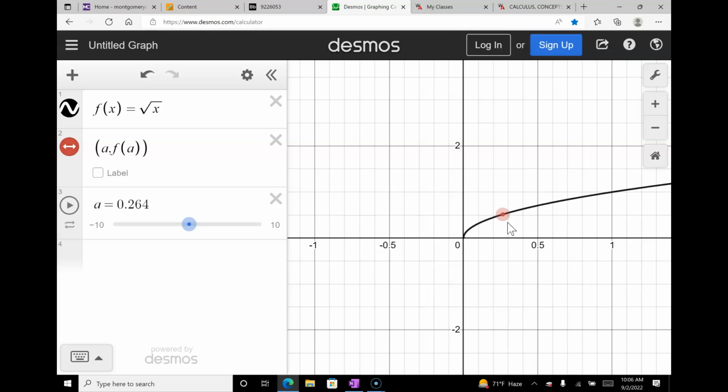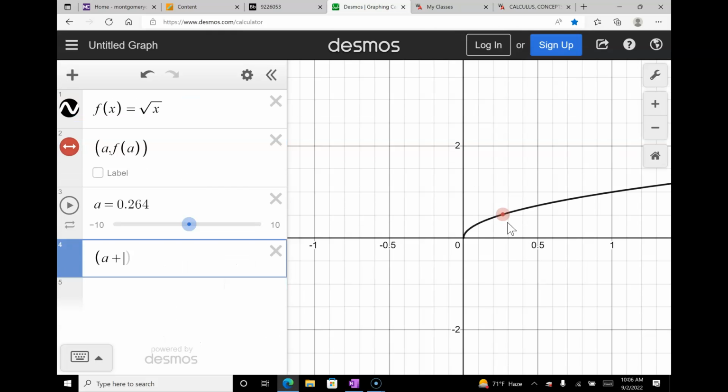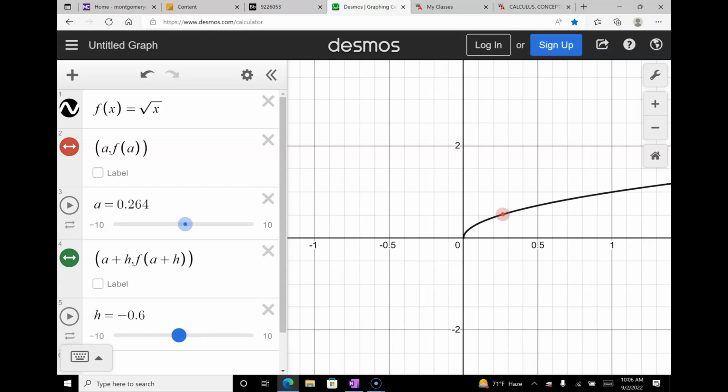I want to put a second point on using my new notation, which is A plus H, X plus H, right? Yes, you with me? So I'm putting on a second point, a plus h, comma, f of a plus h. And now I have a new slider, h. So again, I can use h to move, or I can just use the mouse to move, right?